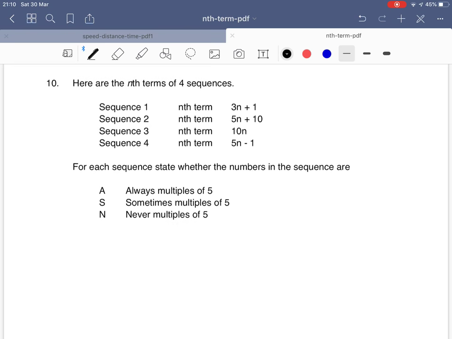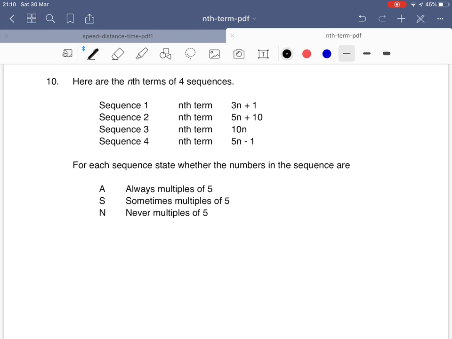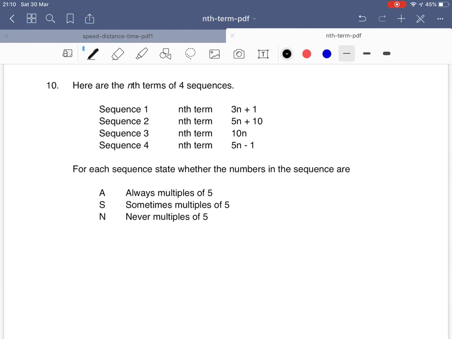Here are the nth terms of four sequences. So we've got the first one is 3n plus 1, second 5n plus 10, next 10n, next 5n minus 1. For each sequence, state whether the numbers in the sequence are A, always multiples of 5, S, sometimes multiples of 5, or never multiples of 5. So we're going to have to work out the first couple of terms.